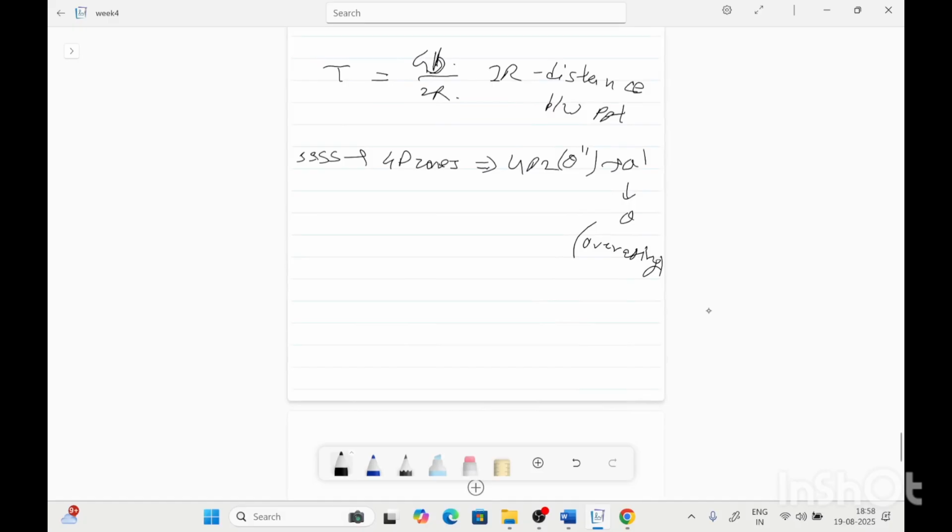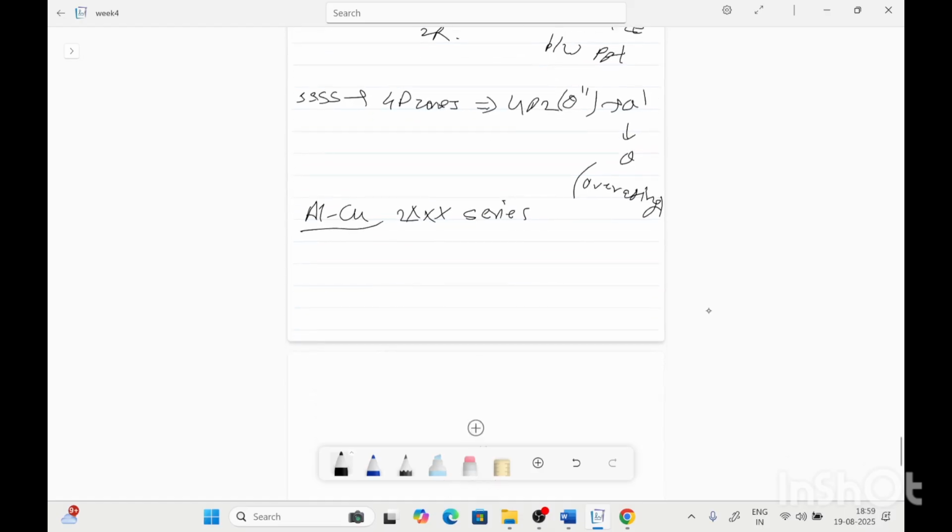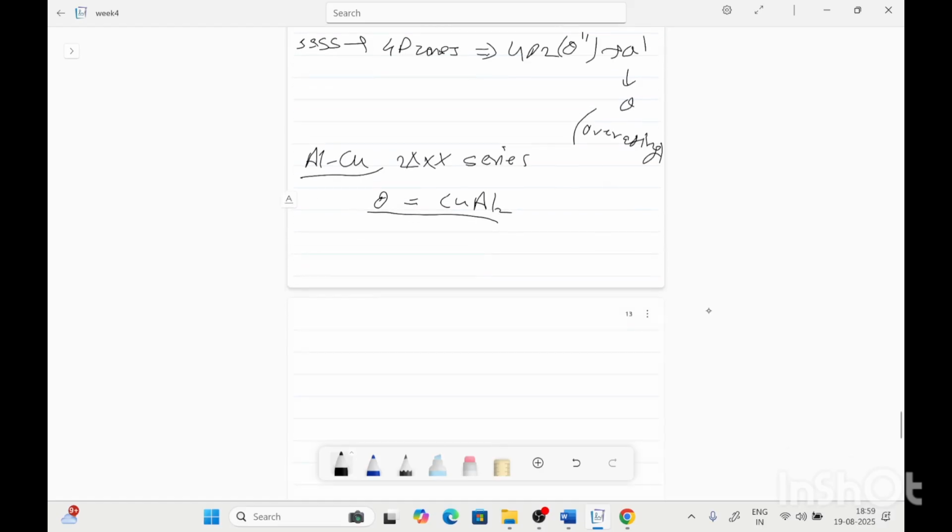If we talk first about the aluminum copper system, which is the 2XXX series, the copper atoms form the GP zones in it. The composition of the theta precipitate is CuAl2, which means the final composition of the theta will be CuAl2. So how does the precipitate grow in the aluminum copper supersaturated solution?